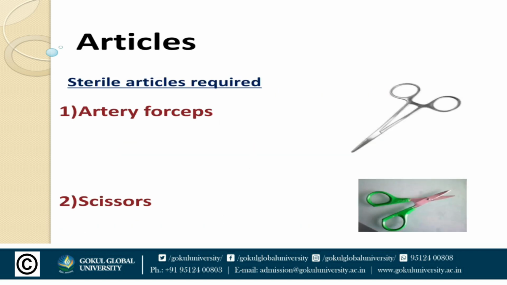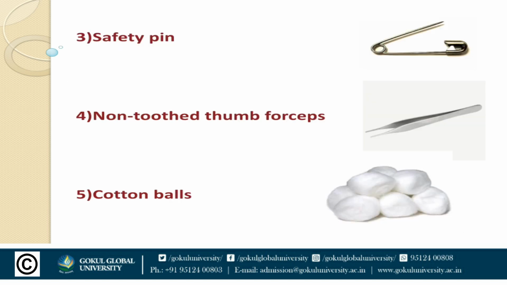Now, articles. Which are the articles used in the dressing procedure? They should be divided into two: sterile and non-sterile or other. In that, sterile articles, first artery forceps. Artery forceps are used to compress an artery to stop the bleeding. Next is a scissor. It helps to cut various thin materials. Safety pin. It will help to secure the bandage.